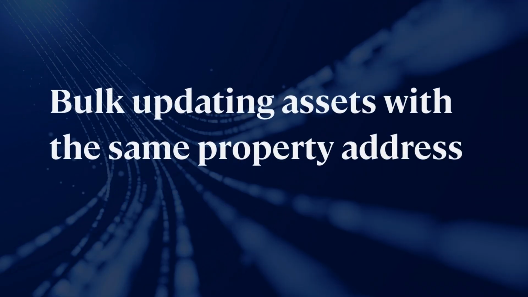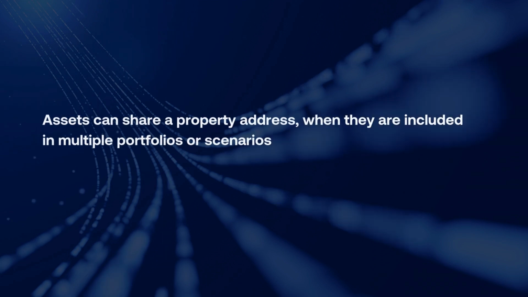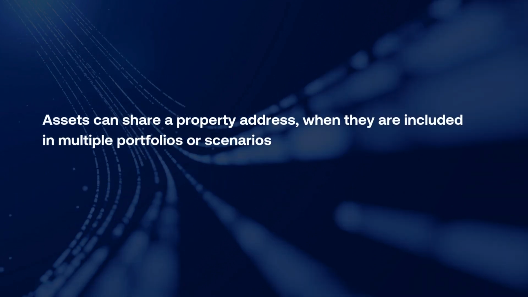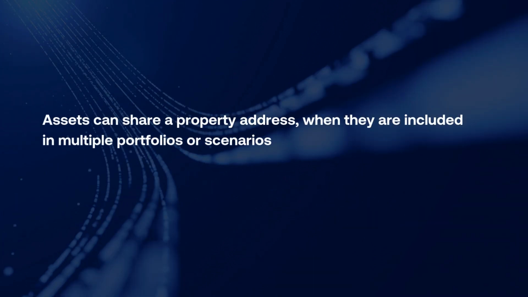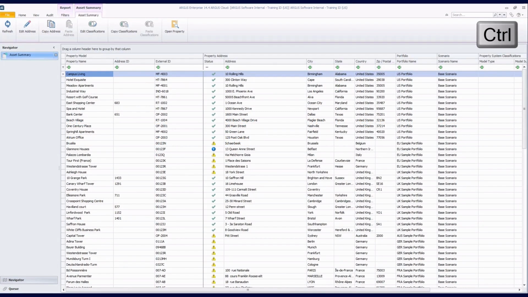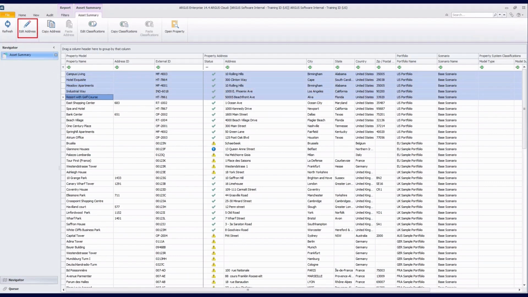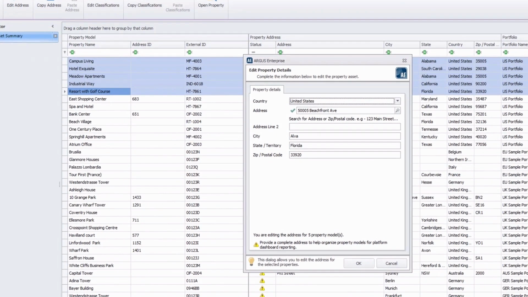Multiple assets can share an address when the property is included in multiple portfolios or scenarios, usually for running best case, worst case, or sensitivity scenarios, maintaining rolling budget quarters, or keeping files for historical records. To bulk update these, highlight multiple rows by holding down the Control key and selecting all the desired assets that will be a part of the bulk update. Click Edit Address. When editing multiple addresses at once, ARGUS Enterprise will use the information from the active focus row, indicated by a darker blue color and an arrow next to the name. Save any changes made by clicking OK.